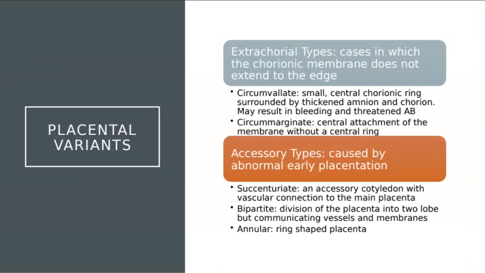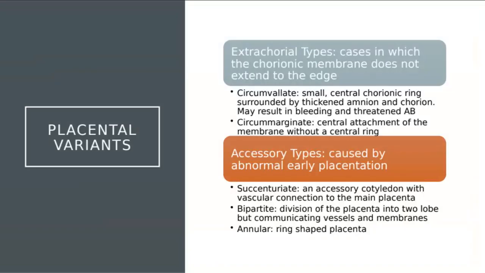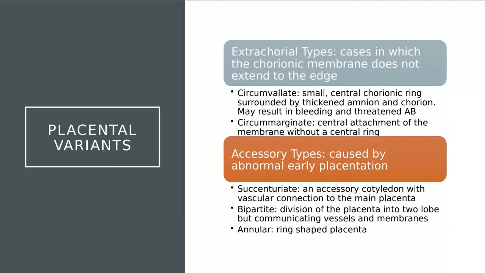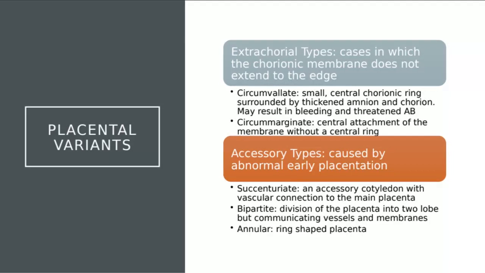We can have a bipartite. This is where we have a division through the placenta into two lobes, but we're still communicating with each other between the vessels and the membranes. And then you can have an annular placenta where it's a very ring-shaped placenta. So instead of being disc-shaped, it's a little bit ring-shaped.